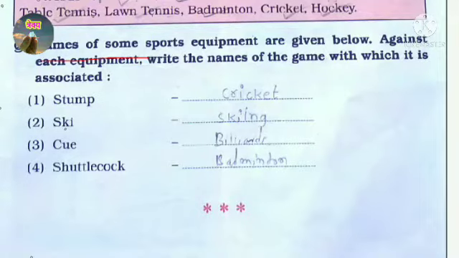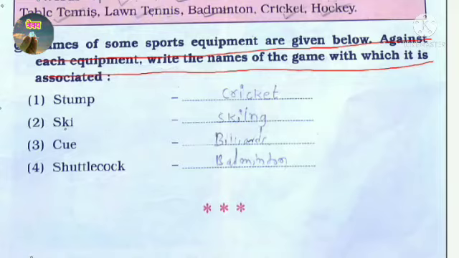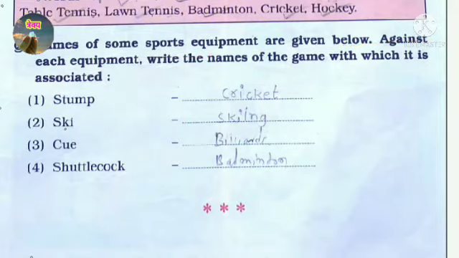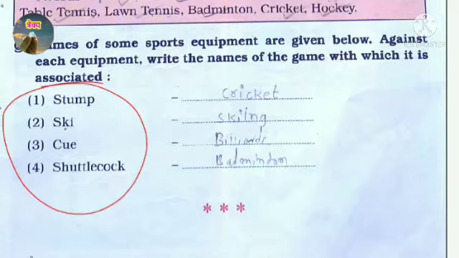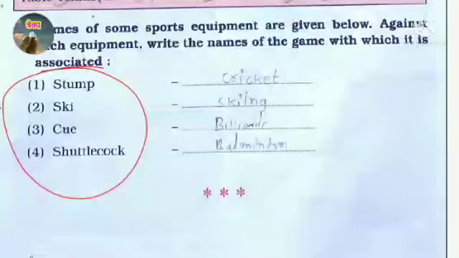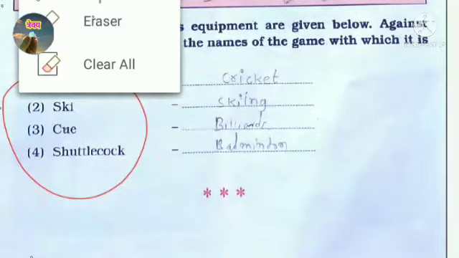Names of some sport equipment are given below. Against each equipment, write the name of the game which is associated. Here are some names of the equipment. Here there is no picture. Here are only names of the equipment, and you want to find the correct name of the game.